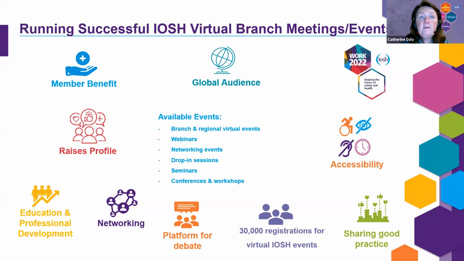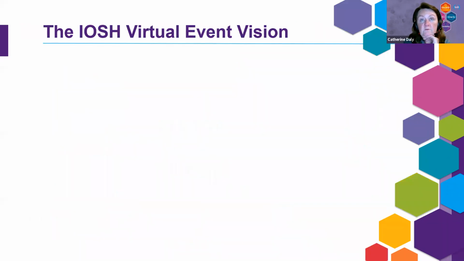So there are various different types of events, and the ones that you'll see us talk about and that you guys are running are what we call the branch or regional virtual events. There are also webinars, which are run in a more, if you like, corporate IOSH way. These happen regularly, usually on a Thursday, and they're run by our events team. As I was talking about, there are also networking events, drop-in sessions, seminars, and obviously you can have conferences and workshops as well. So all of these, and maybe even some combination of all of those, is what works.